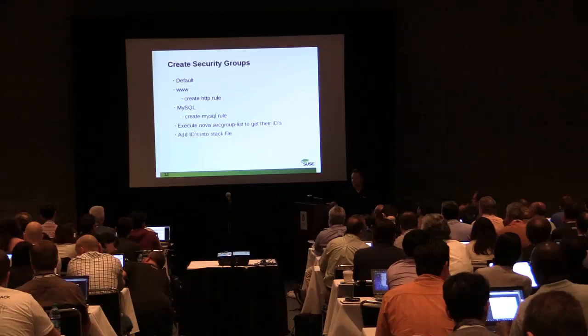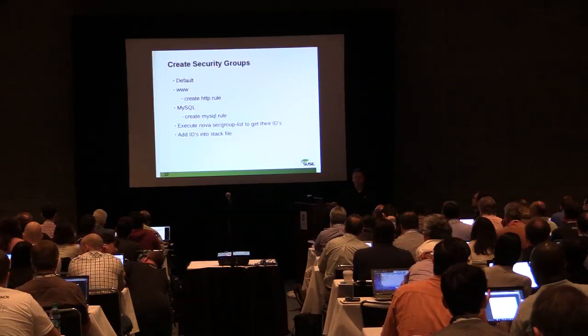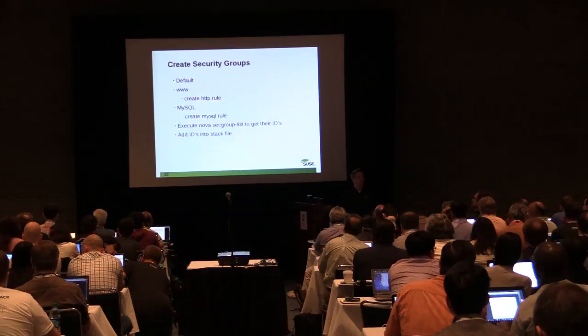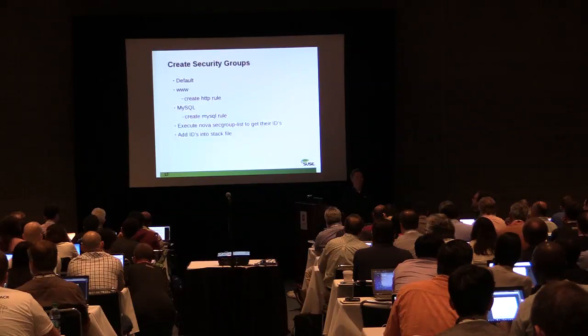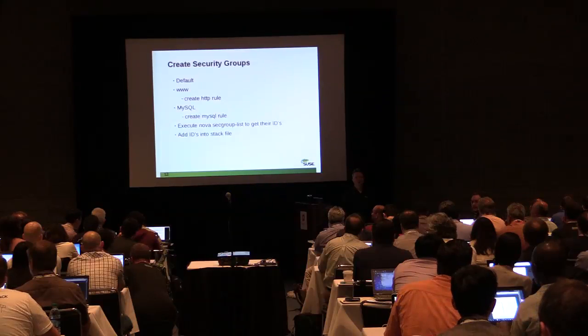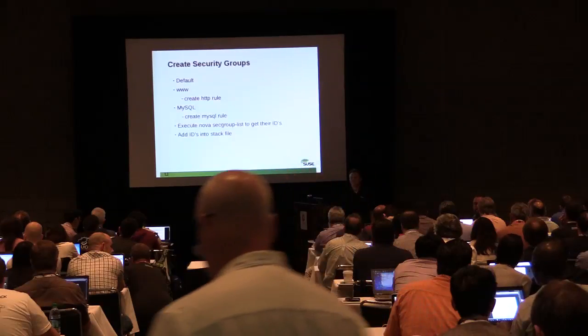So in the www security group, let's create a rule called HTTP. And it's just a drop-down list. You'll see HTTP in there. Okay, it's already pre-populated for Horizon. Okay?